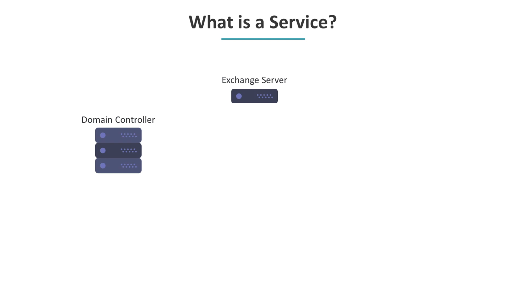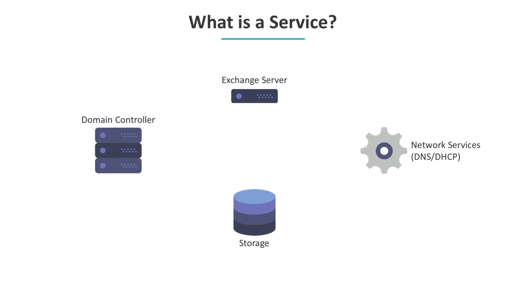Now, you're probably also using some sort of external storage for this, so you'll need that to be available. You're also going to need network services like DNS and DHCP in order for your users to be able to actually receive their email. And of course, none of this is going to work without a network. So all of these things together is what we would consider our Exchange service. And every component within that service has to be healthy in order for the main component to be healthy.